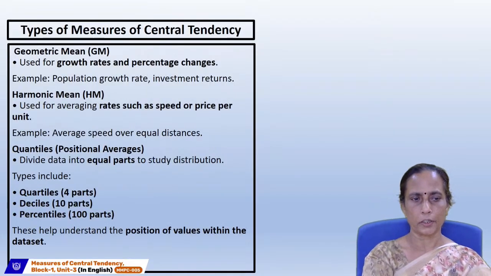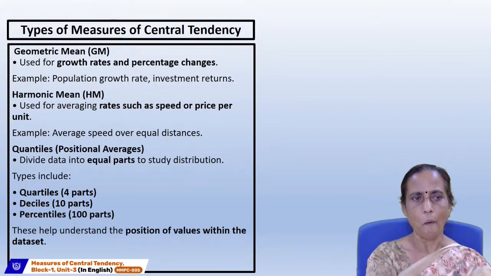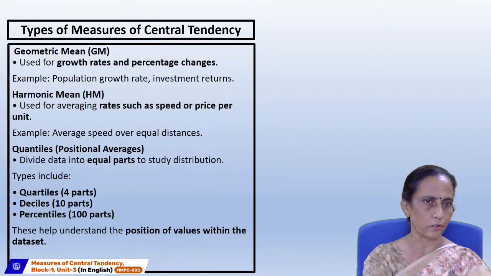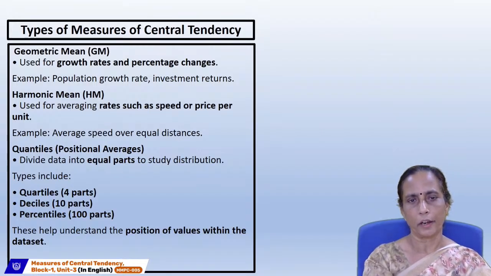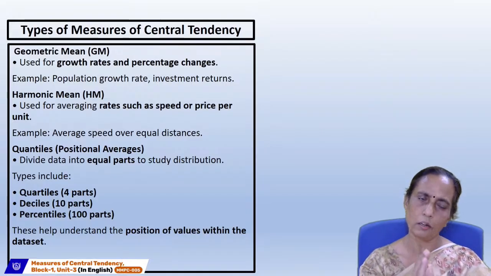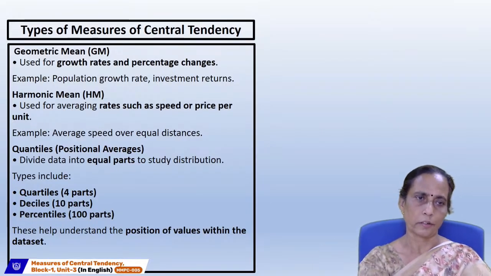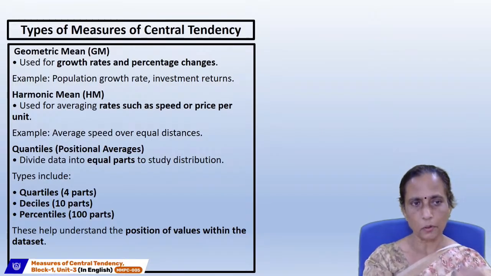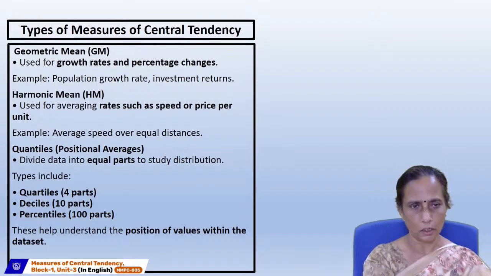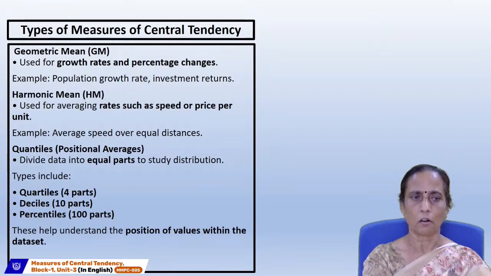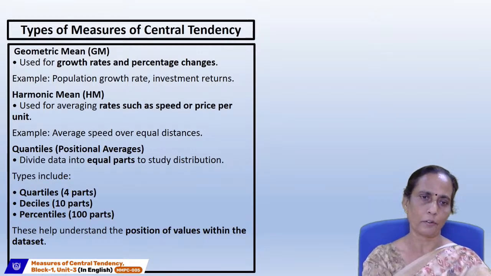Okay, and one more is your geometric mean. It is used for growth rates and percentage changes. Population growth rate, investment returns, and the calculation of each one, we will be doing it along with the formula associated with it. The next one is harmonic mean. It is used for averaging rates such as speed or price per unit. So average speed over equal distances.